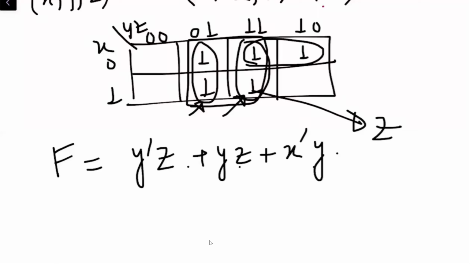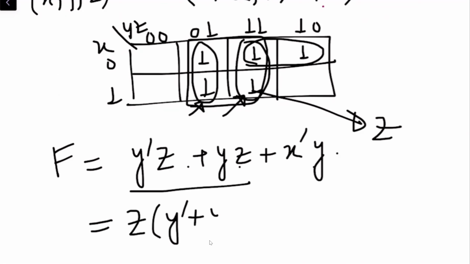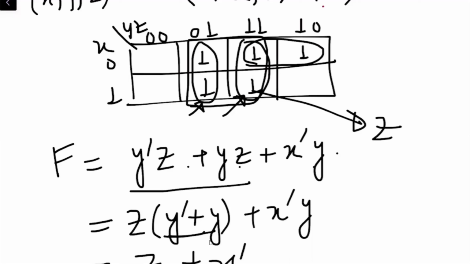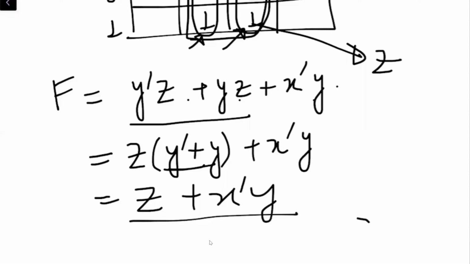Or from the equation which we have written for two vertical groups and one horizontal group, we have y complement z plus yz. So this means we can take z common. We are left with y complement plus y, and plus x complement y, right? What is y complement plus y? 1. So we are left with z plus x complement y, right?